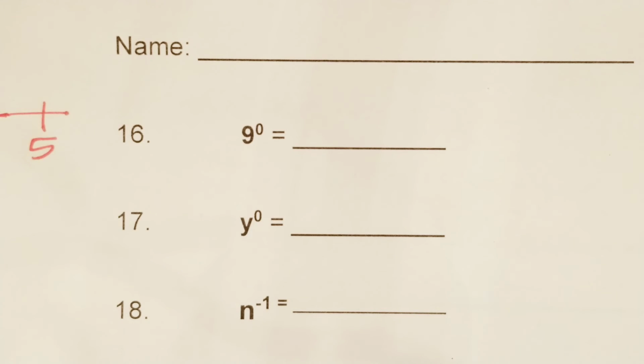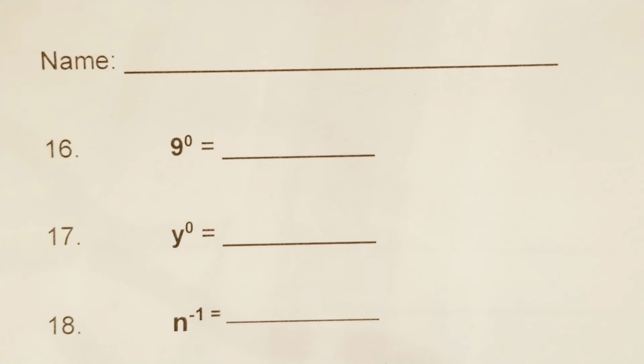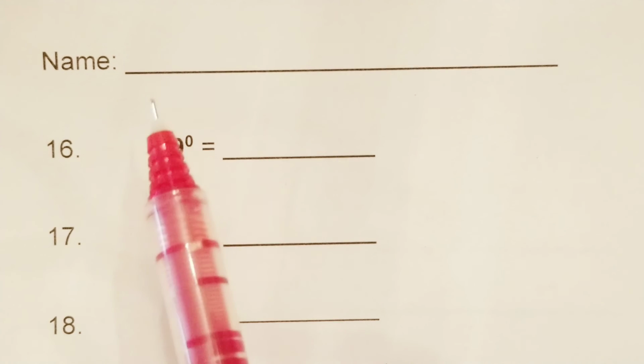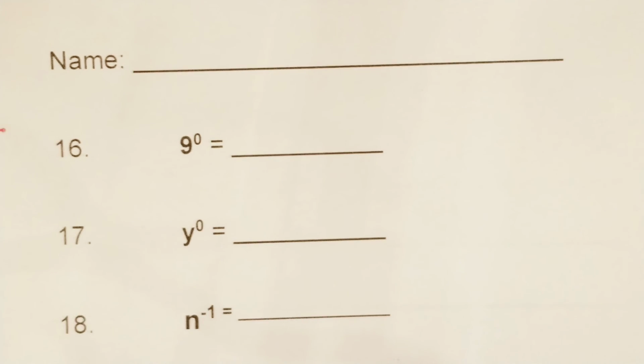So 9 to the 0 power, as you've heard me say, anything to the 0 power is what? 1, right? So anytime you see any number, variable, anything to the 0 power, just put 1. That's the answer. But I am going to show you why and prove to you that 9 or anything to the 0 power is 1.